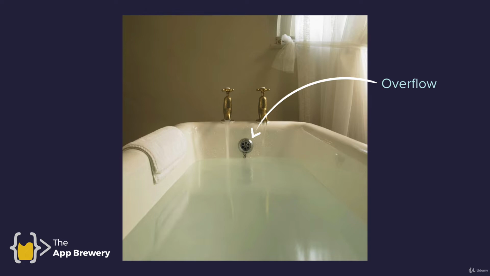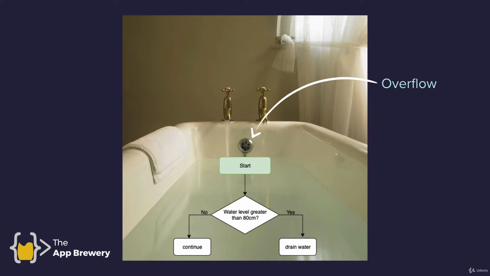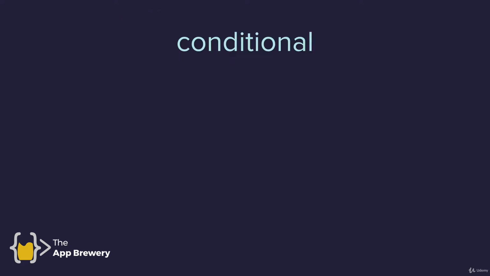In fact, we could represent this mechanism with a conditional statement. When the water level is, say, greater than 80 centimeters, then it should drain the water. But if the water level is not greater than 80 centimeters, it should continue filling up the tub. This type of conditional statement is known as an if-else statement. Depending on a particular condition, we would do either A or B.